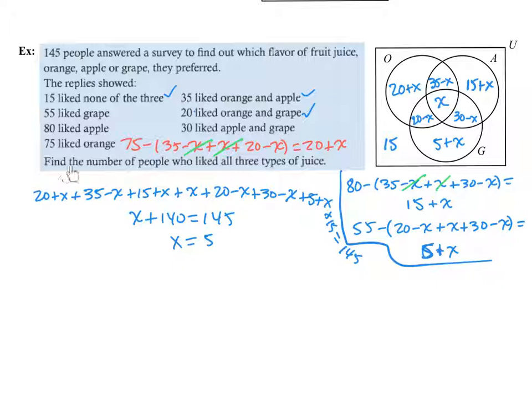Remember, it said find the number of people who liked all 3 types of juice. We let x represent the number of people that like all 3 types of juice, and so that answer is 5 people.